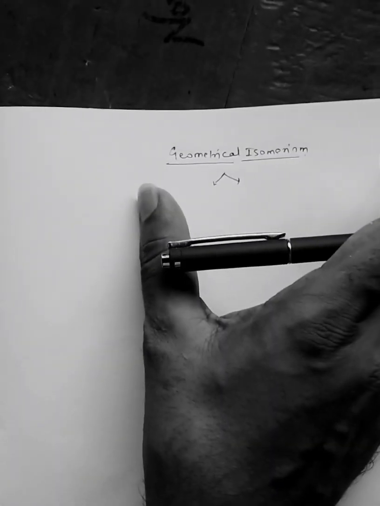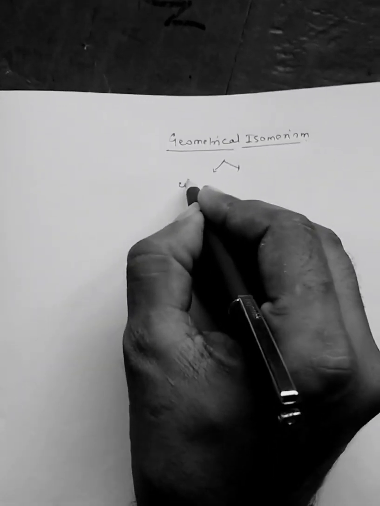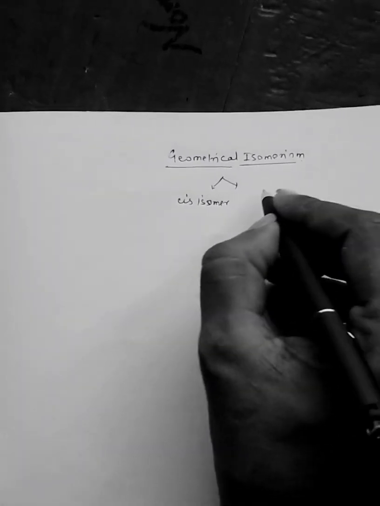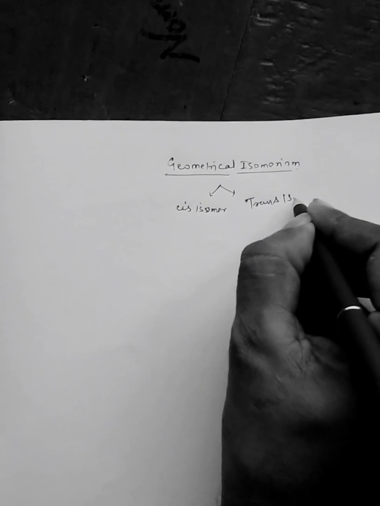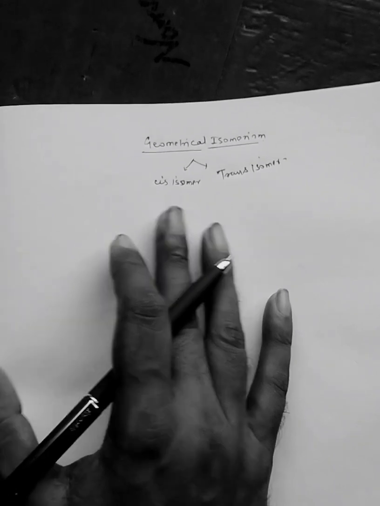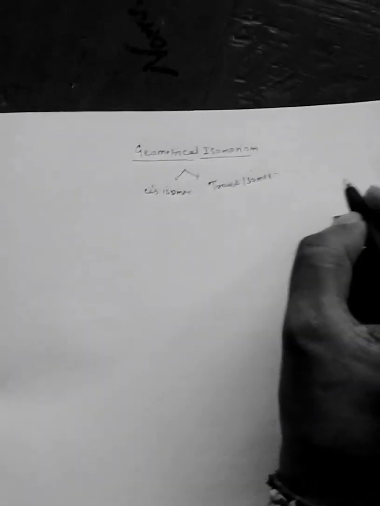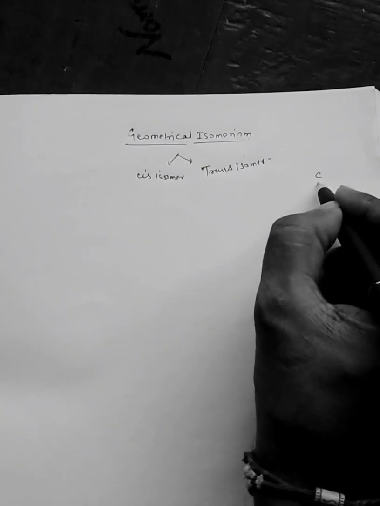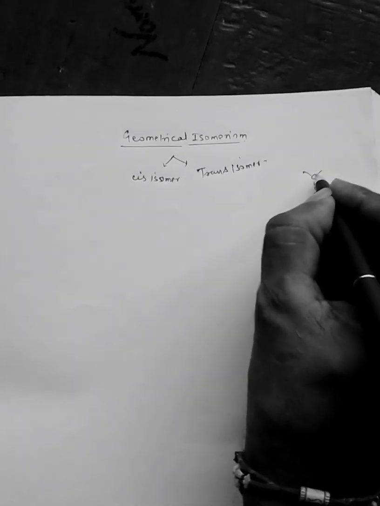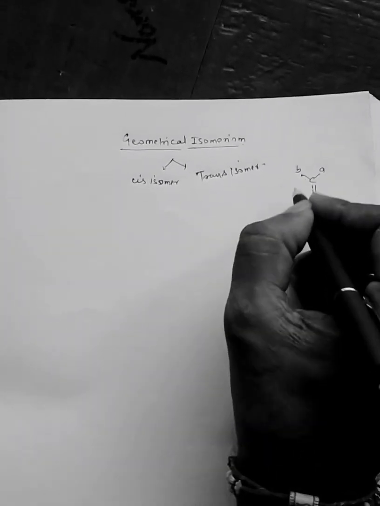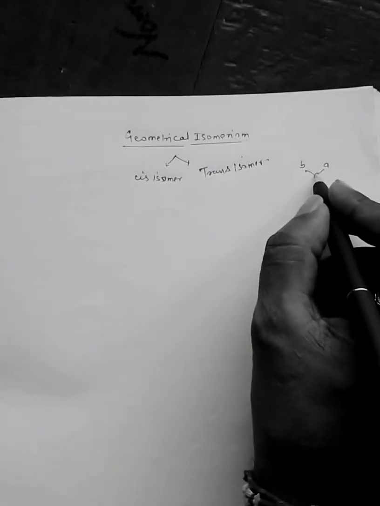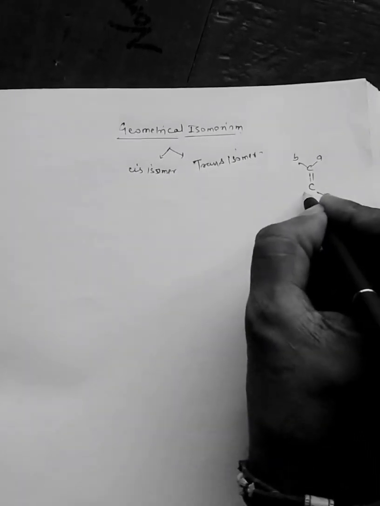geometrical isomerism. The first one is the cis isomer and the other is the trans isomer. Okay, so cis isomer and trans isomer are only applicable if one carbon is attached by a double bond with another carbon, and each carbon contains two different groups, A and B, and A and B.